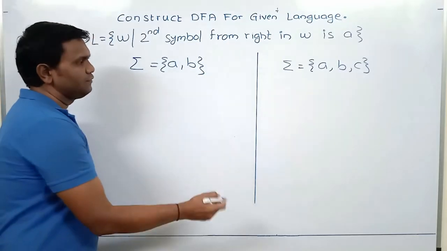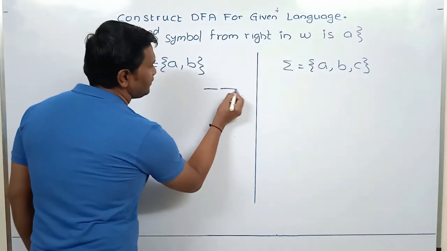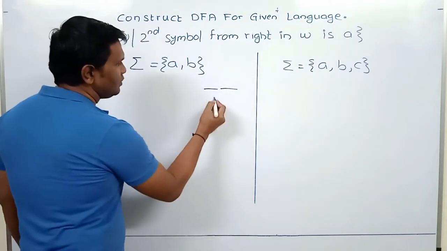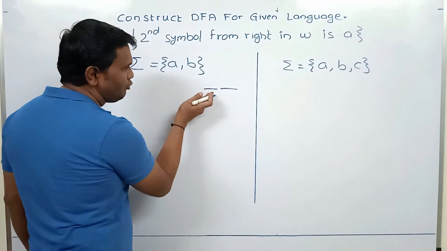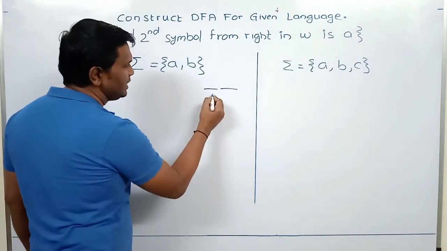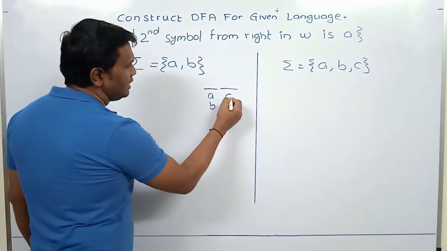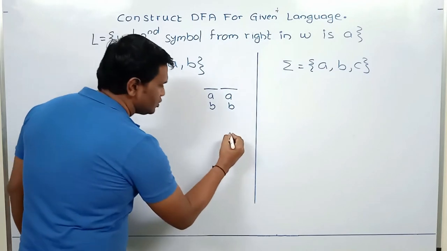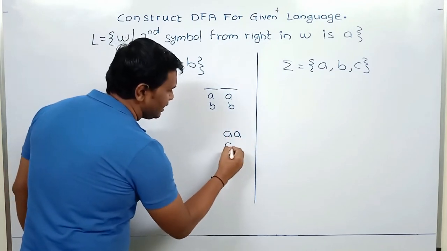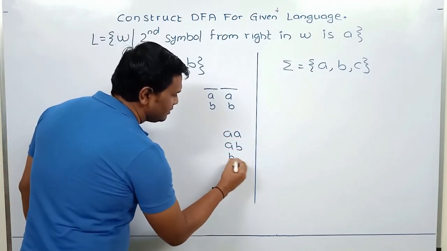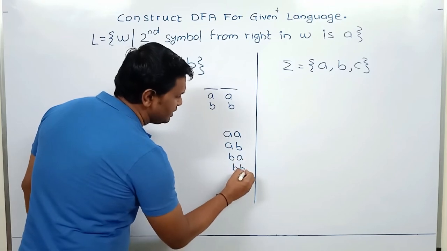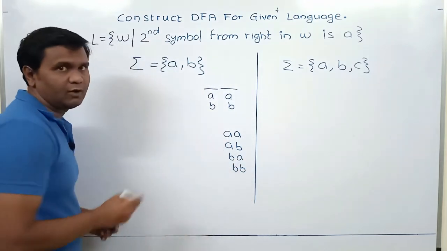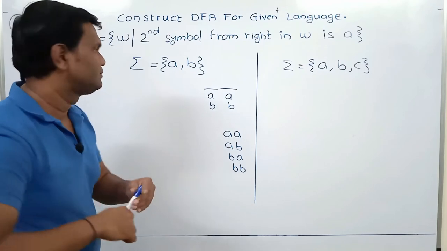Now to keep track of two symbols, we have two options for each place. We have to keep track of the last two symbols. Here it can be A or B. Here it can be A or B. So we have four options: AA, AB, BA, BB. So we keep track of these possibilities.